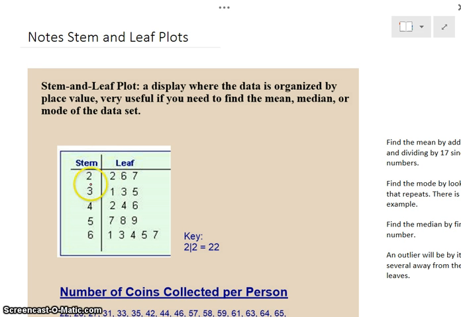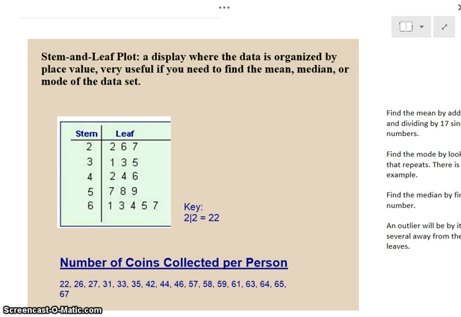So this data is actually listed beneath our stem and leaf plot, so you can see how it's being graphed. So the numbers there are 22, 26, 27, 31, 33, 35, etc. And then the key, you can pick any number that's on your stem and leaf plot, and then the key shows how to read it. So the 2|2 is showing us that the 2 is the stem and the other 2 is the leaf, and that's to be read as 22.